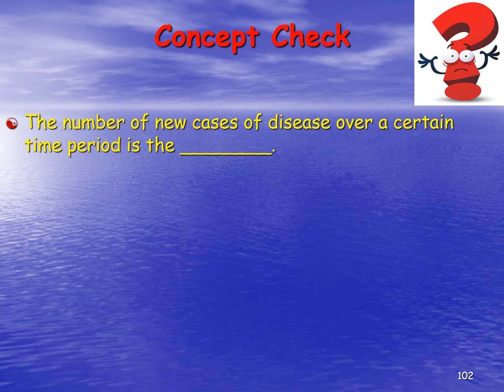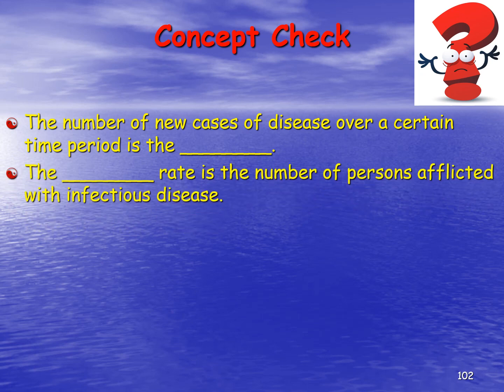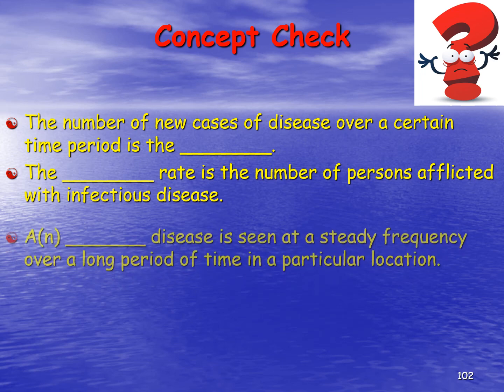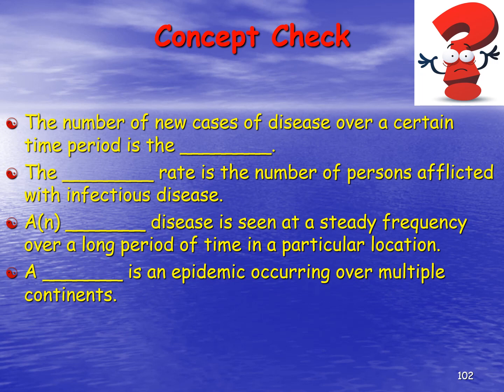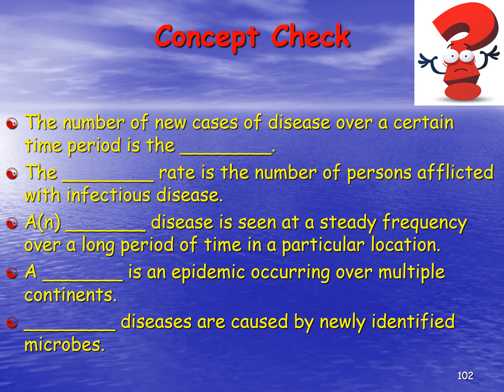So, the number of new cases of disease over certain time periods is called what? The blank rate is the number of persons afflicted with an infectious disease. A blank disease is seen at a steady frequency over a long period of time in a particular location. And what is it called when it is an epidemic occurring over all of the inhabited continents? And blank diseases are caused by newly identified microbes.